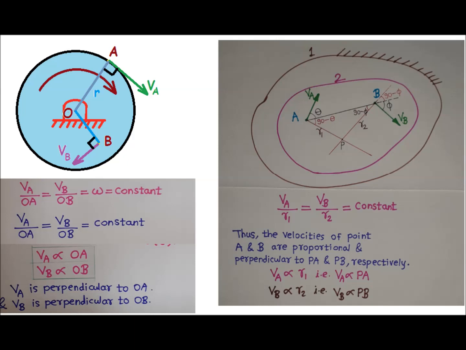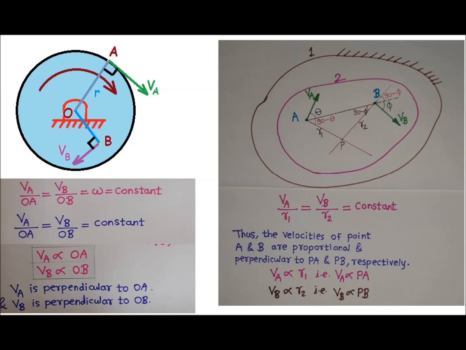Because velocity at point A will be VA and it will be given by relation OA into omega, and velocity at point B will be given by relation OB into omega. So that's why we can write VA upon OA is equal to VB upon OB, which is equal to omega, which is equal to constant. So we are having relation VA upon OA is equal to VB upon OB, which is equal to constant.